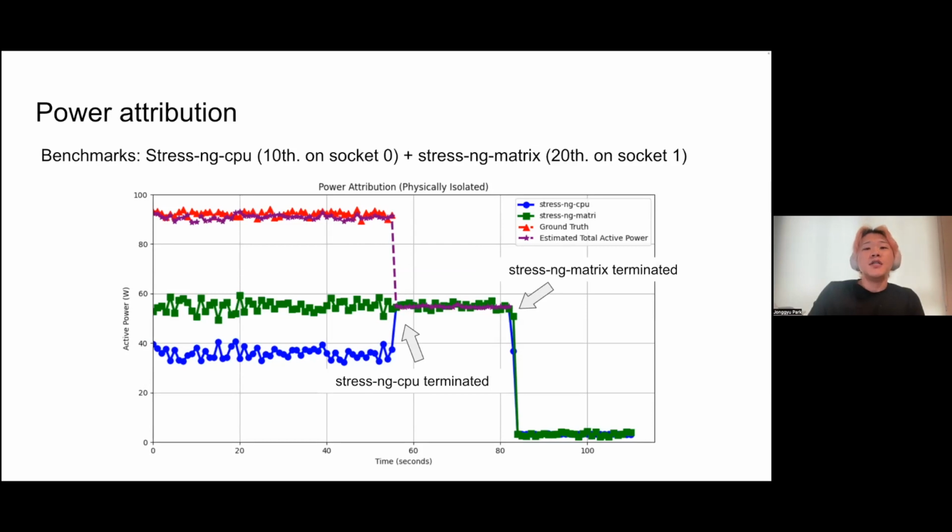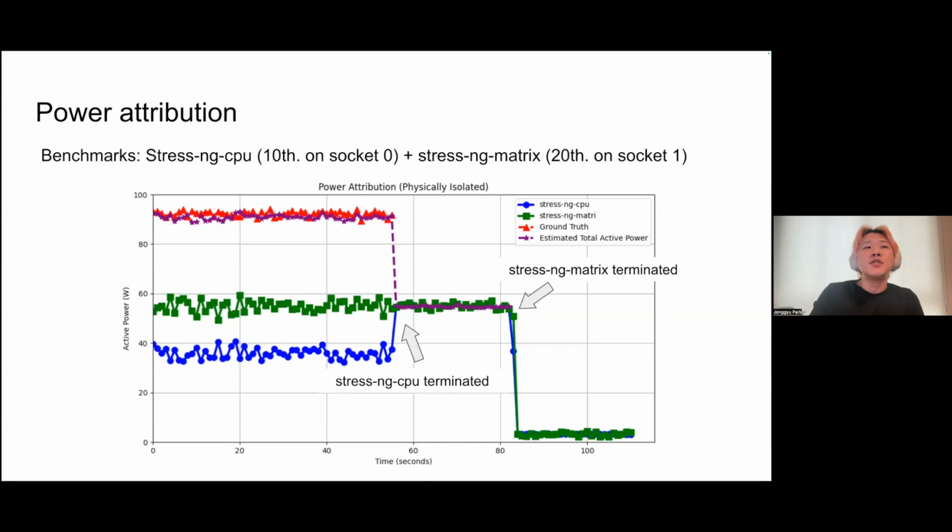Here are the evaluation results while running two different workloads, CPU and matrix operations, from a synthetic benchmark. Each application here is physically isolated to each socket to minimize any performance or power interference. We also added the ground truth from RAPL here and combined active power in the figure to verify the accuracy. As you can see, our tool shows pretty accurate power estimation, with less than 2% errors when it comes to total active power.